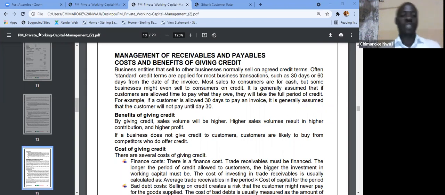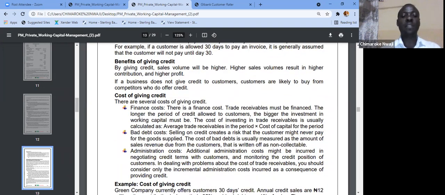What are the costs of giving credit? There are several costs associated with giving credits. For one, there is the finance cost. By finance cost, it means that your trade receivables must be financed. And the longer the period of credit you give to the customers, it means that you must invest more in your working capital to accommodate that longer period you are giving out this credit to your customers.